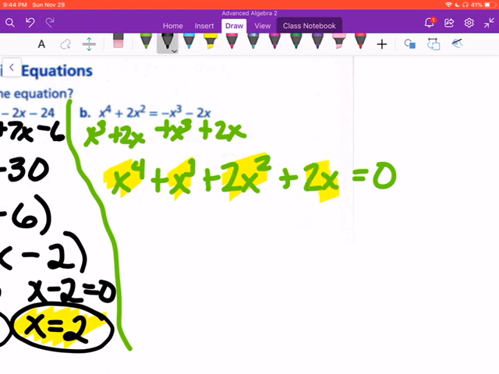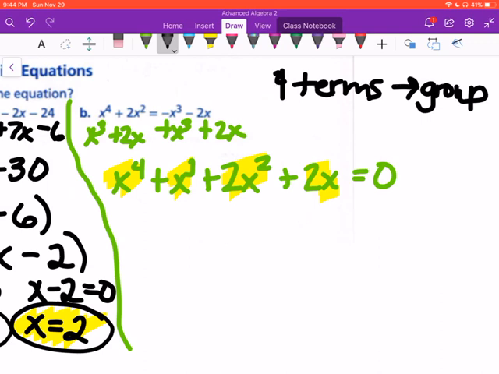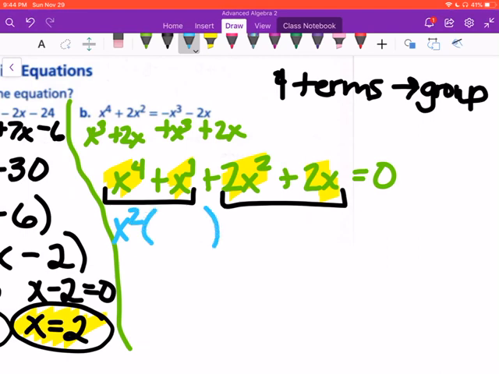If there are 4 terms, you want to try the grouping method. That's where you group the first 2 terms and the second 2 terms, and you factor out the greatest common factor from each group. The greatest common factor in the first group is an x squared. The greatest common factor in the second group is a positive 2x. If I factor an x squared out of the first group, I'll be left with x squared. No, not x. Yeah, x squared.